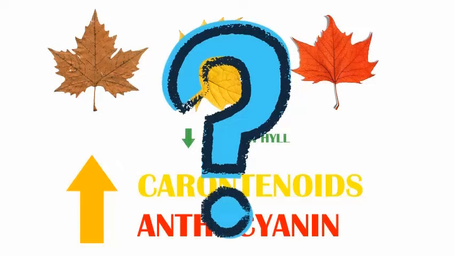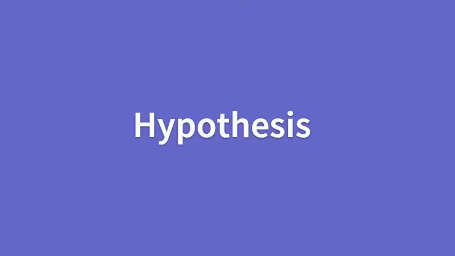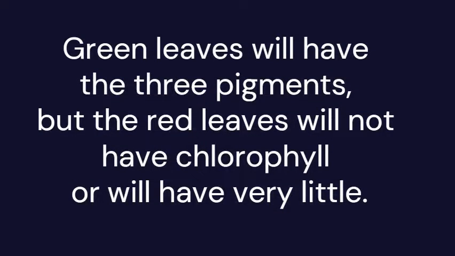The best way to explain and test this is by doing an experiment. So here it goes. I have found several fallen leaves in a park. Let's make a hypothesis first. Green leaves will have the three pigments, but the red leaves will not have chlorophyll or will have very little.